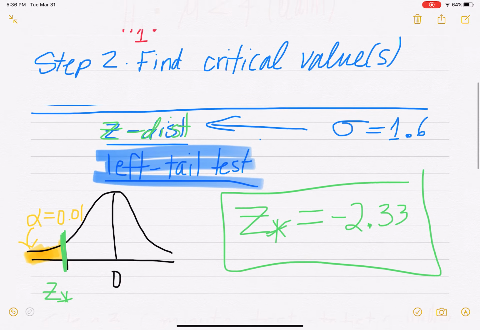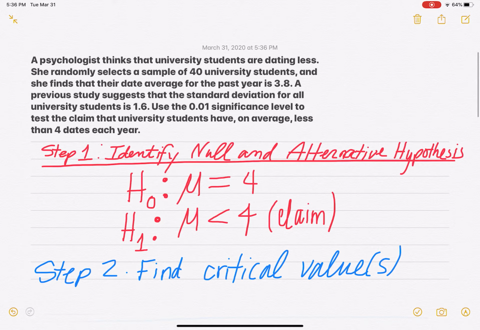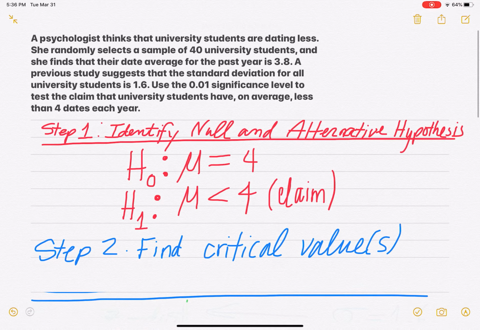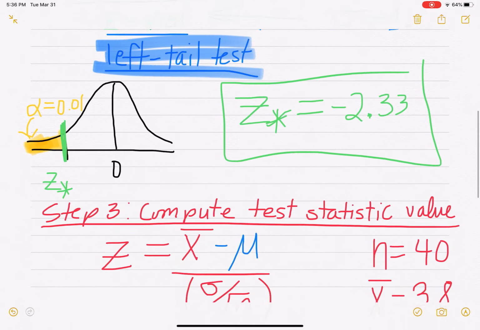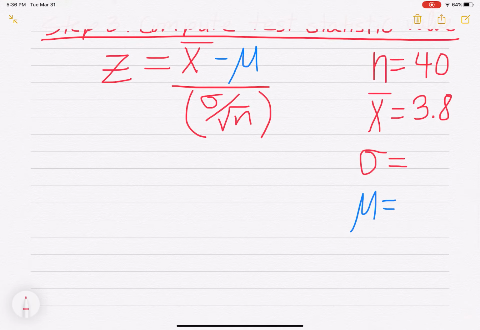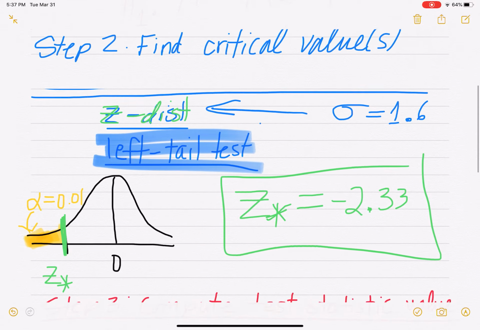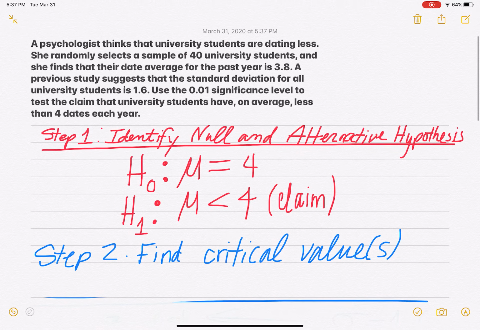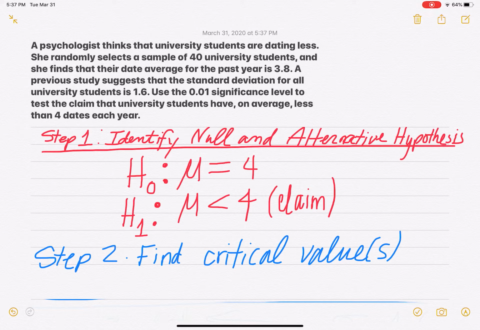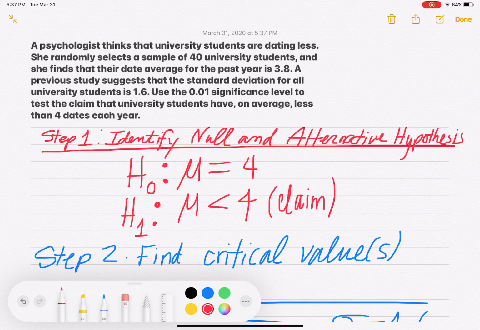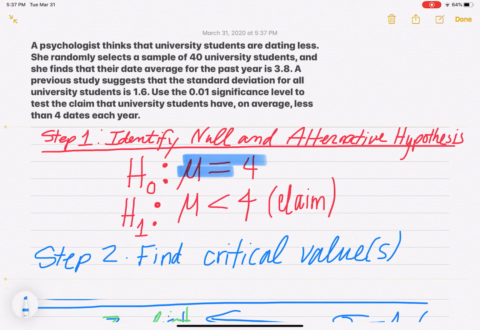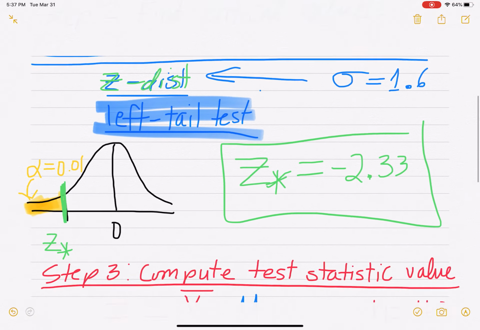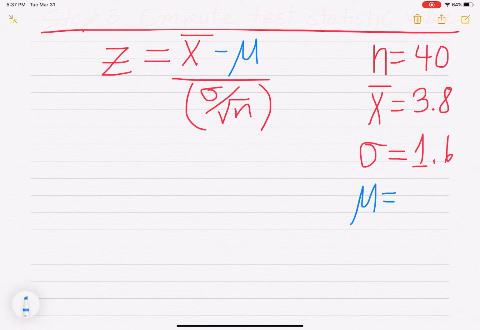Population standard deviation, we actually already saw that was 1.6 earlier, right? That's for all university students, not just for the sample of 40. So we had that earlier. We wrote that down earlier in blue. I'll write it here, 1.6. And now we're going to assume the null hypothesis for the sake of argument. What was the null hypothesis? The null hypothesis here is that the mean is equal to 4. Let me just highlight that real quick. That's what we're going to assume the mean is for the sake of our argument. The mean is equal to 4.